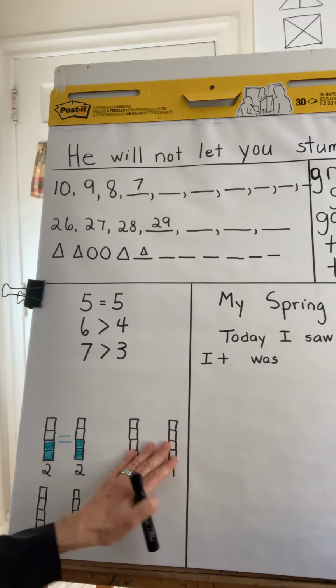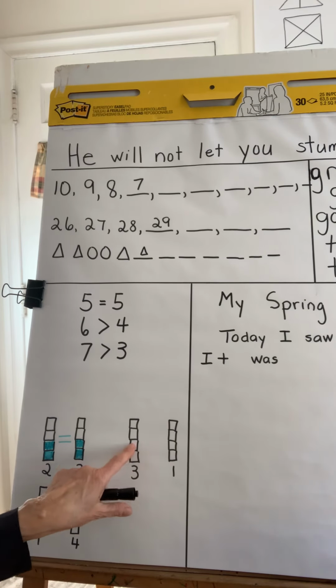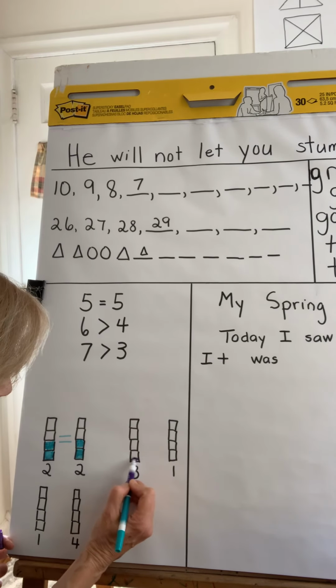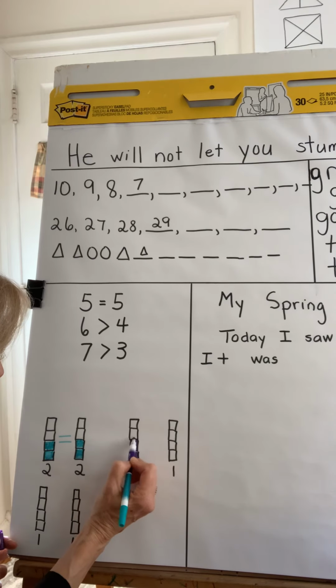Now let's do the next problem. 3 and 1. 3 means I color 3 blocks. I'll try a different color now. I'm going to color 3 blocks. And I'm just using markers. You can use markers, crayons. You can even use your pencil.